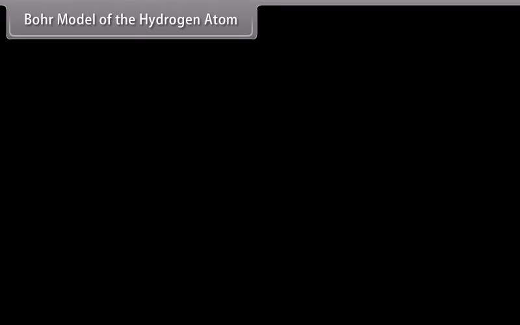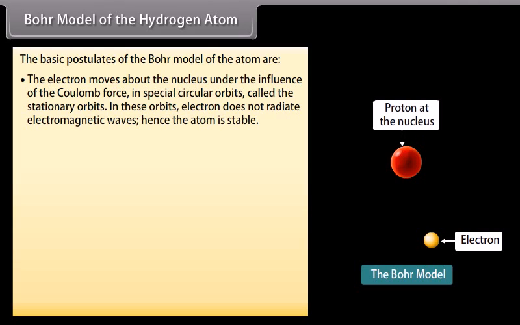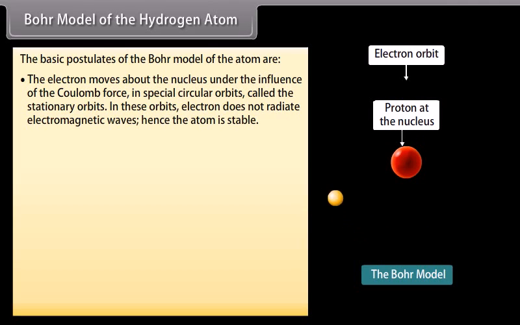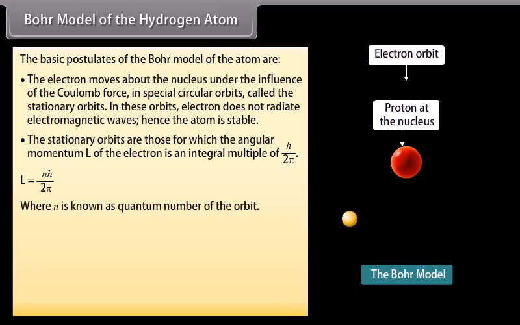Bohr model of the hydrogen atom. The basic postulates of the Bohr model of the atom are: the electron moves about the nucleus under the influence of the Coulomb force in special circular orbits called the stationary orbits. In these orbits, the electron does not radiate electromagnetic waves, hence the atom is stable. The stationary orbits are those for which the angular momentum L of the electron is an integral multiple of h upon 2 pi. L equals nh upon 2 pi, where n is known as the quantum number of the orbit and h is Planck's constant.